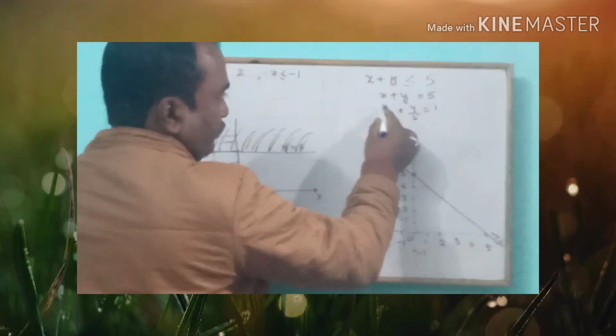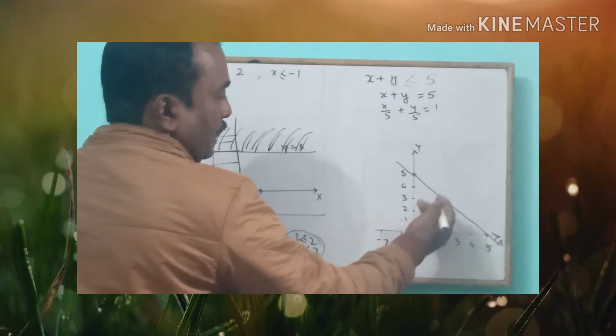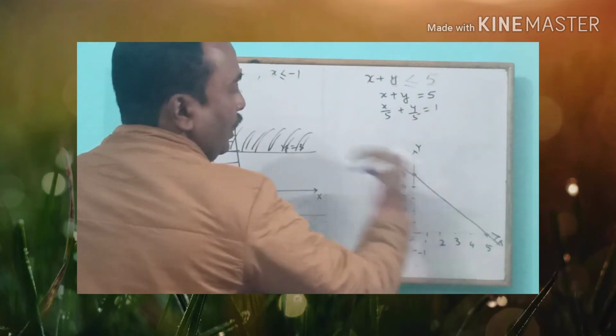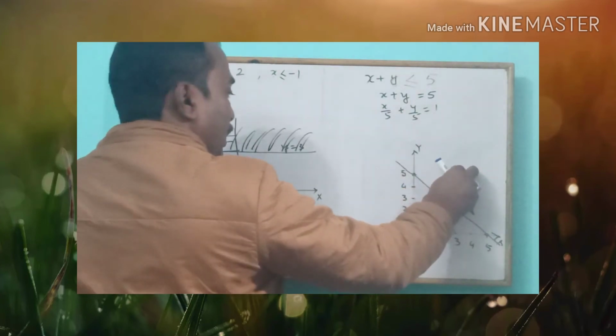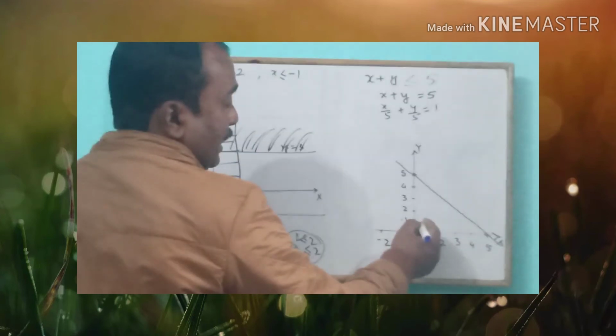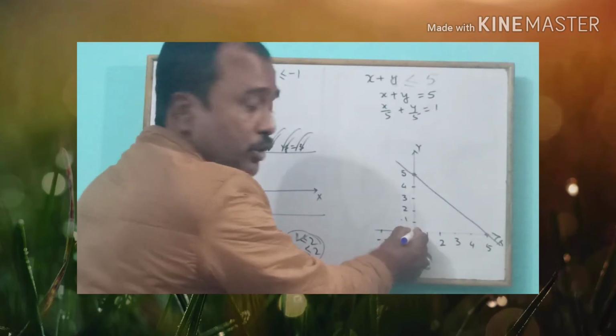Now this line divides the plane into two halves, upper half and lower half. We have many points in the upper half and many points in the lower half. Let us take a point. The best point is 0, 0, the origin.